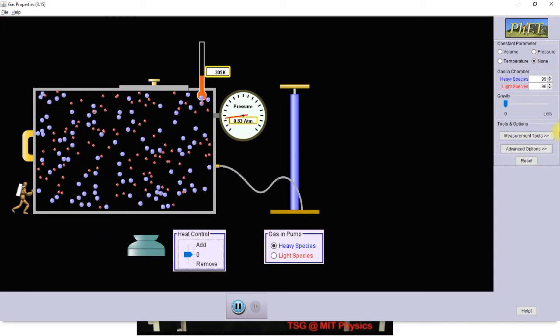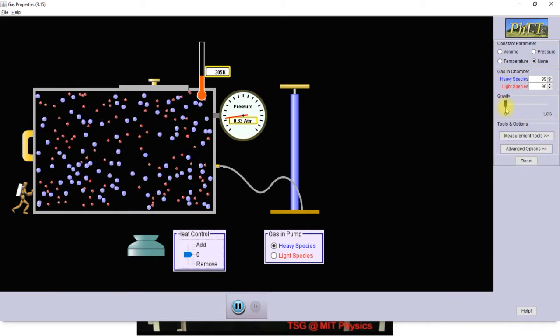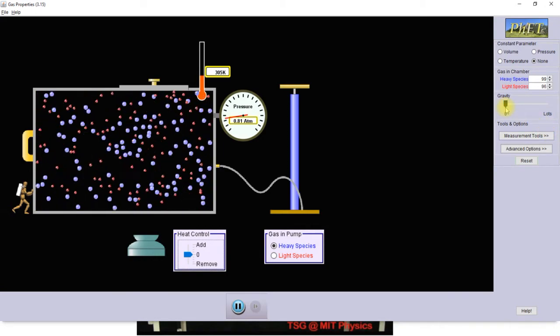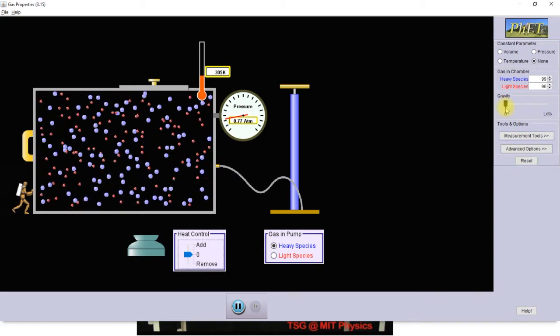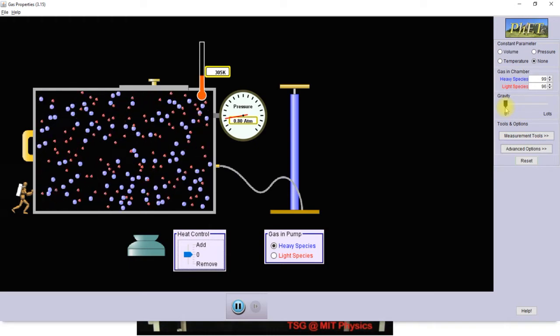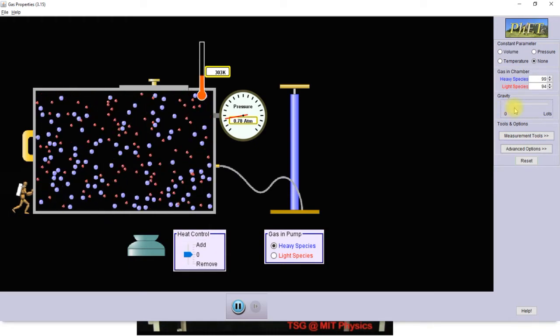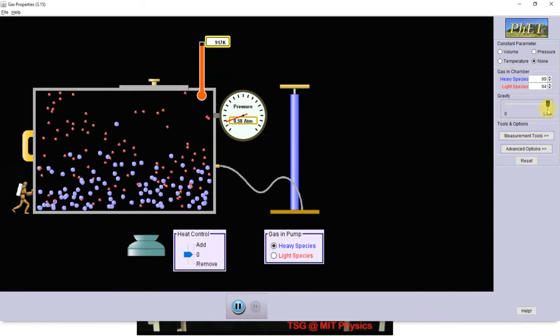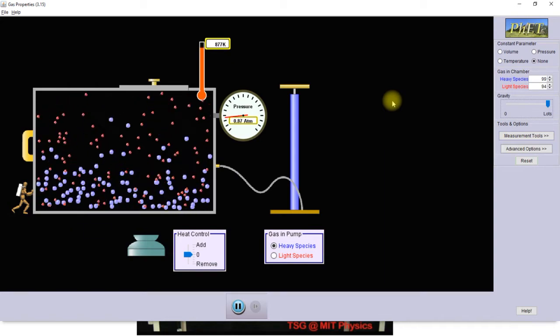Okay, so here's another hypothesis. Gravity is turned off right now, so we're in space. If I turn gravity on, what do you think is going to happen? Pause the video and take a second. Jot that down in your notes here. All right, so I'm turning gravity on. Did what you think would happen?